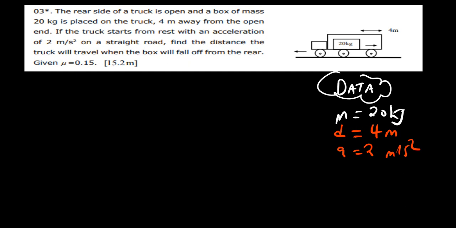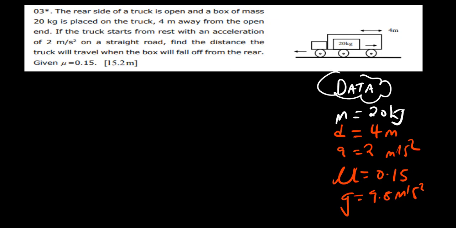Then we've also been given the coefficient of kinetic friction, which is 0.15. What other thing have we been given? Let's also put the acceleration due to gravity to be 9.8 meters per square second, because there will be some weight that this box is going to be carrying. So how are we going to solve this one?